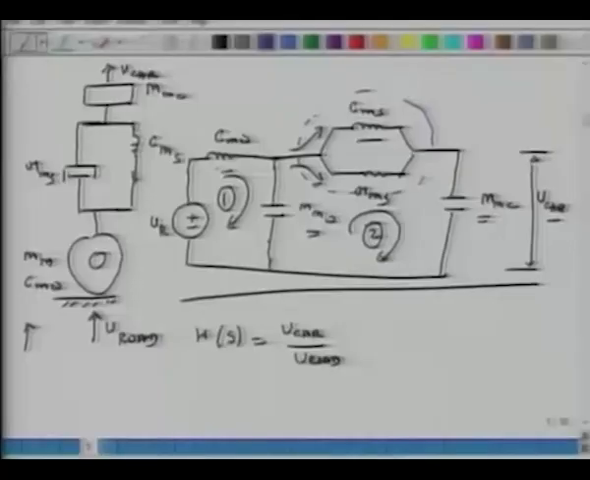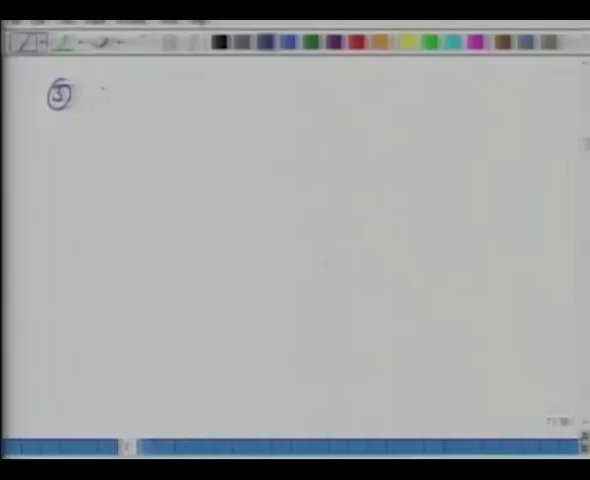And similarly, I have an inductor and a capacitor in series in loop 1, right. So there will be a breakpoint associated with loop 1 also. So the third breakpoint is for loop 1.